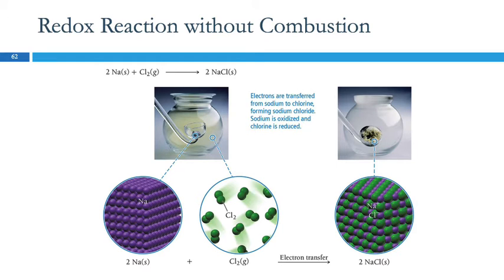We can also have redox without combustion. Here we have sodium metal reacting with chlorine gas to form sodium chloride. Sodium chloride is an ionic compound. We've got sodium ions and chloride ions, and it came from sodium atoms and chlorine molecules. In order to become ions, they had to exchange or transfer electrons. And so that's where the redox part of that reaction comes from.